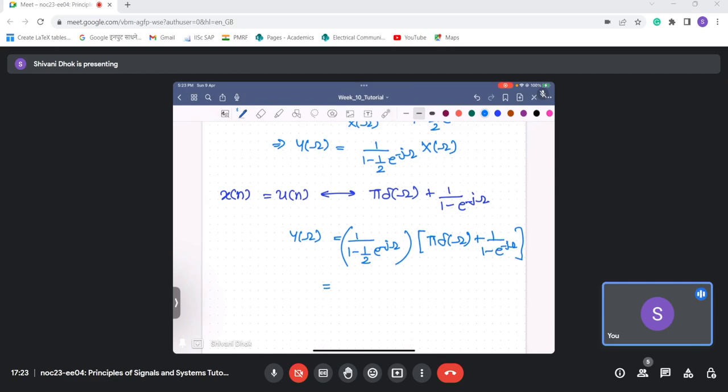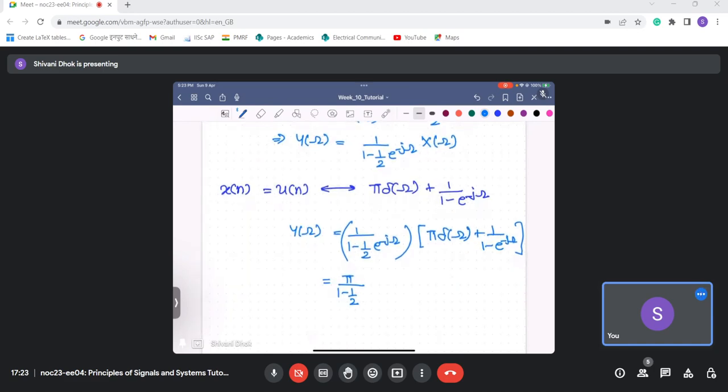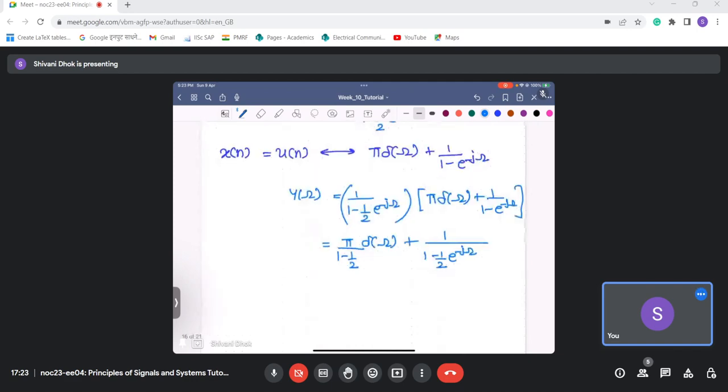So now if I do this, then this comes out to be pi upon 1 minus 1 by 2. Now anything multiplied by an impulse will take the value at that point. So this will be e power minus j0, which is equal to 1, into delta omega plus 1 upon 1 minus 1 by 2 into e power minus j omega multiplied by 1 minus e power minus j omega. So this is basically 2 pi into delta omega plus, let's say, y hat of omega.